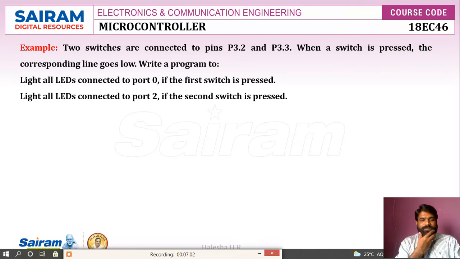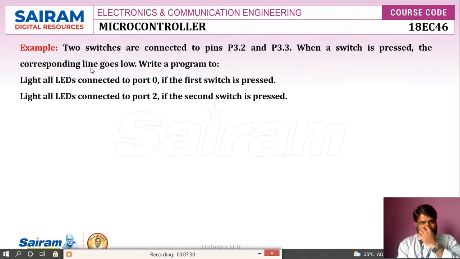We'll consider one example program. Two switches are connected to pins P3.2 and P3.3. When a switch is pressed, the corresponding line goes low. So when the switch is pressed, the corresponding pin becomes 0. That means if 0 is detected, the switch is pressed.